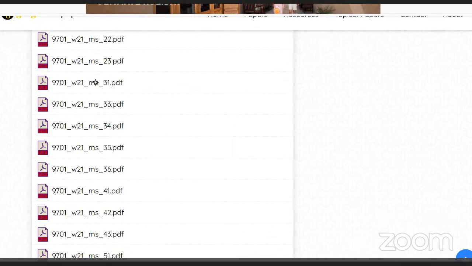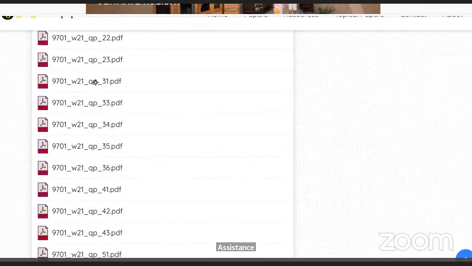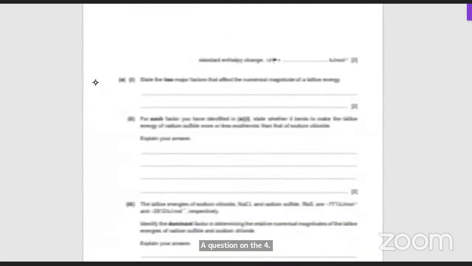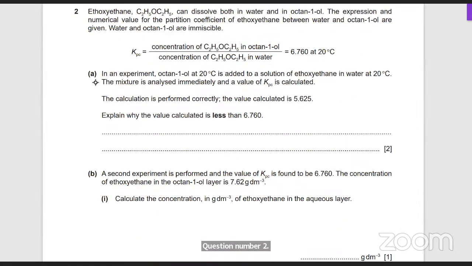अच्छा, इस पे कौन सा वेरिएंट कौन सा? Sir, question number 2, part B. नहीं, वेरिएंट कौन सा? 41, 42, 43 कौन सा? जी sir. वेरिएंट कौन सा? 42. और क्वेश्चन कौन सा? Question number 2. Part B.